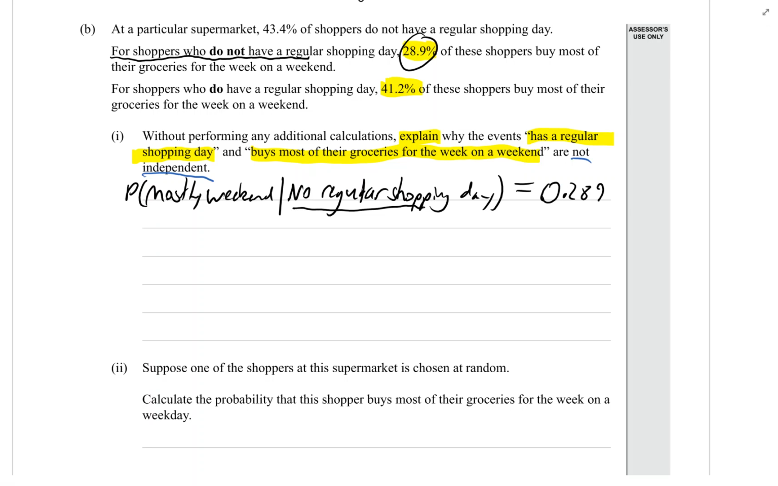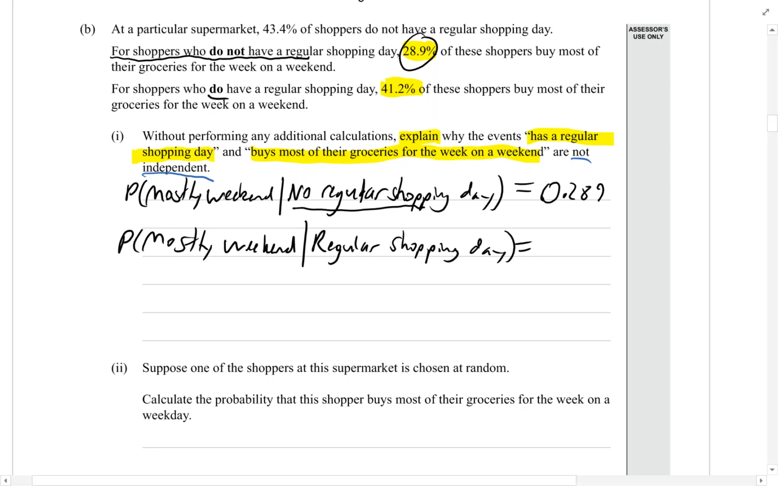Okay, whereas the probability mostly weekend, given that they do have a regular shopping day, equals 0.412.